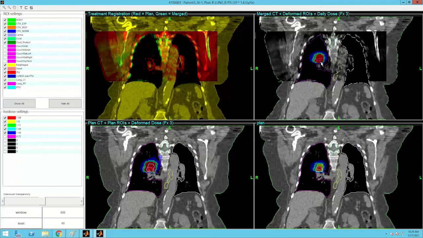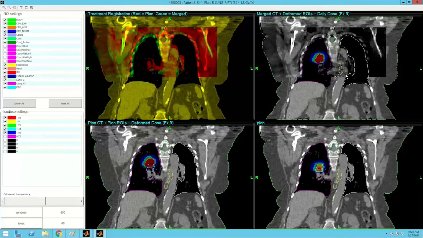Of course, we can scroll through the different fractions. If you watch here, we're on fraction 3, and we're going to go ahead and scroll to fraction, let's see, which one was it? Fraction 9. There we go. And so you can see here clearly in fraction 9, the deformed dose clearly is in a different region from the planning contours versus the plan over here.